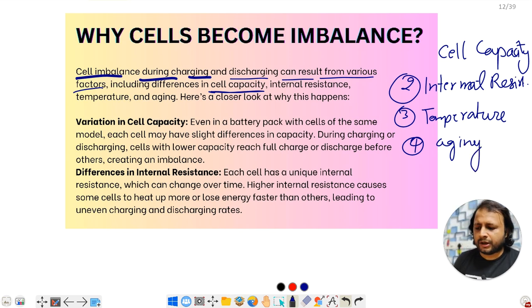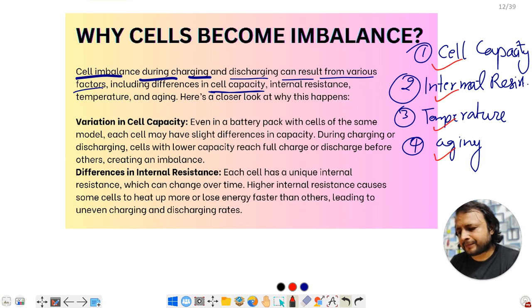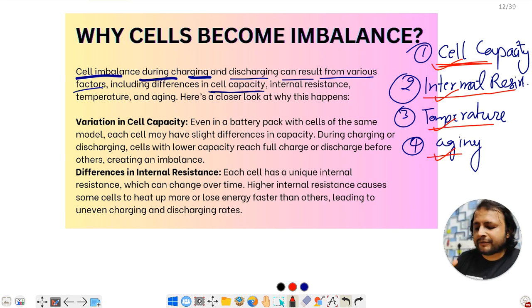Old है या new है, उस पर डिपेंड करेगा. तो ये 4 फैक्टर्स हैं जो सेल इम्बैलेंस के लिए रिस्पॉन्सिबल हैं. So what will happen if there is a variation in cell capacity, internal resistance, temperature, aging? They will cause the cell imbalancing in battery pack. Let us understand one by one.